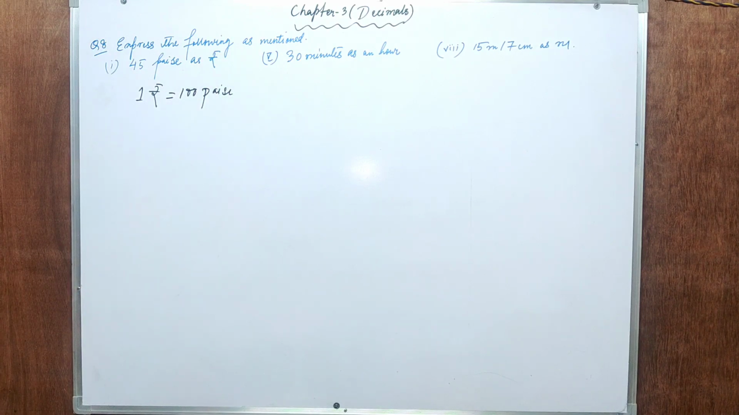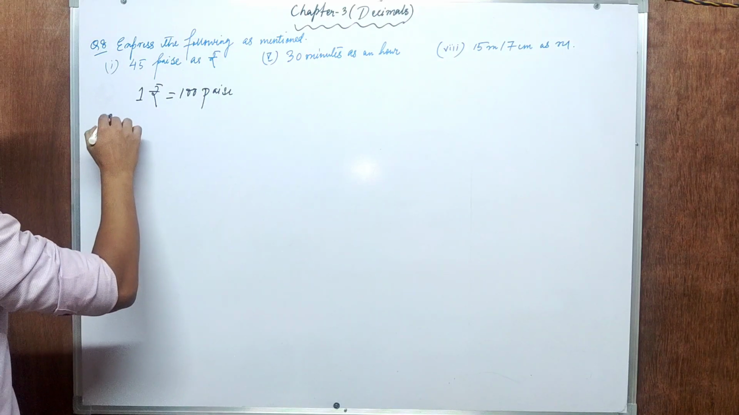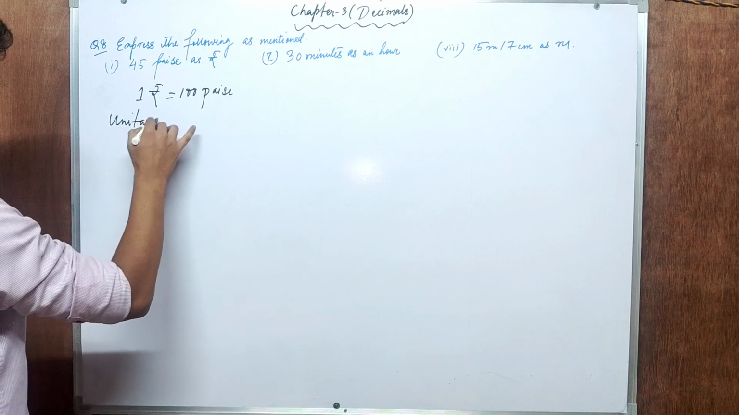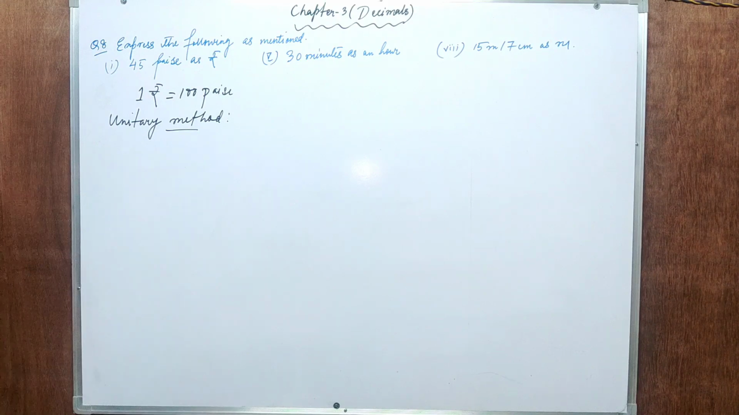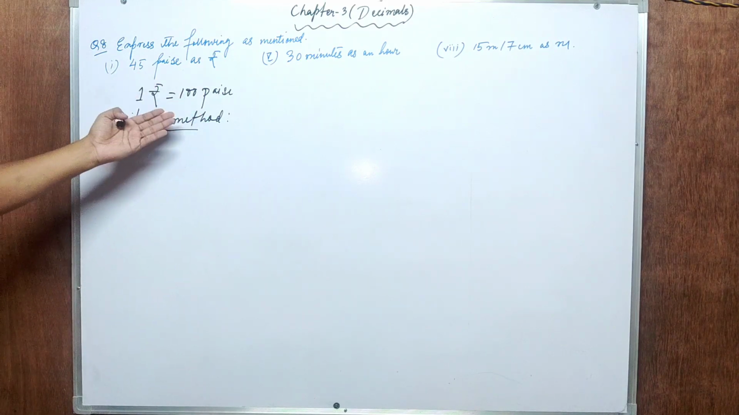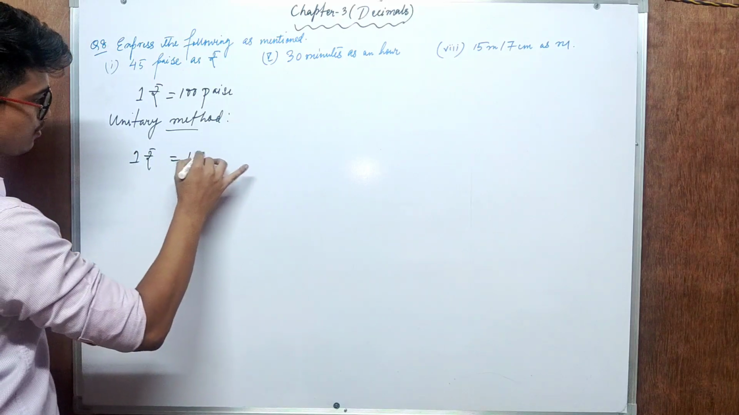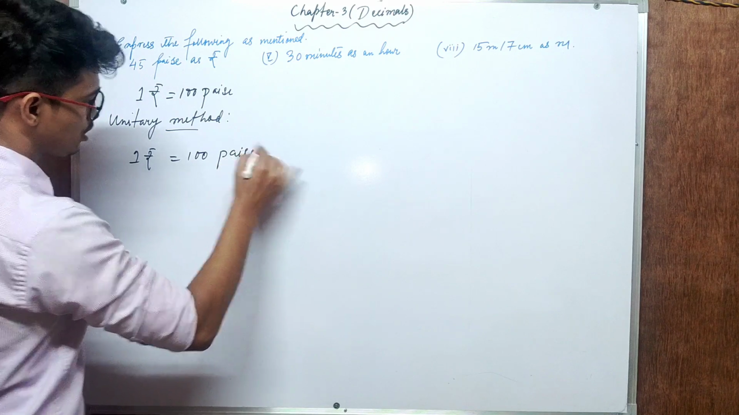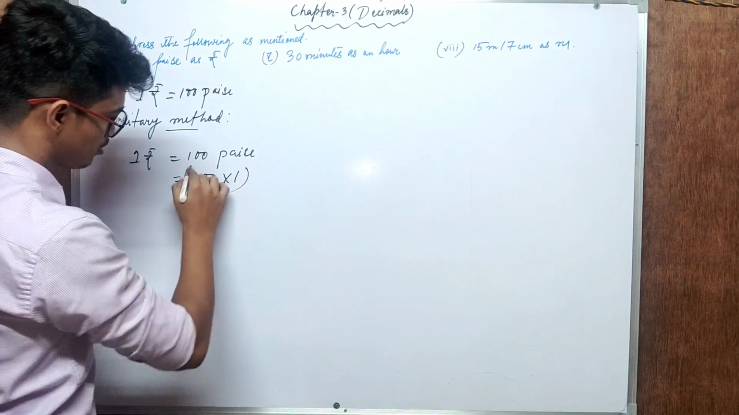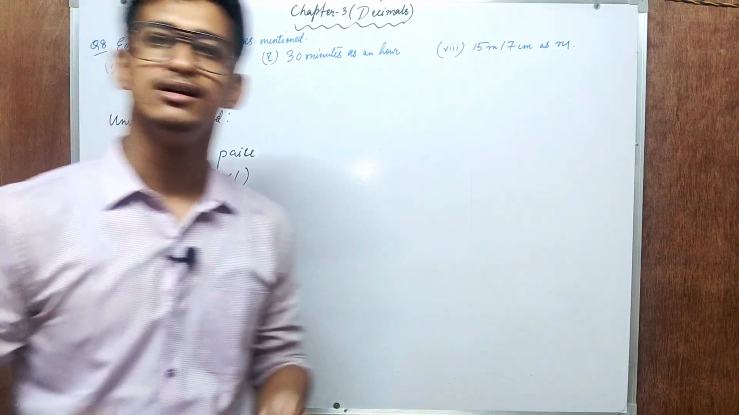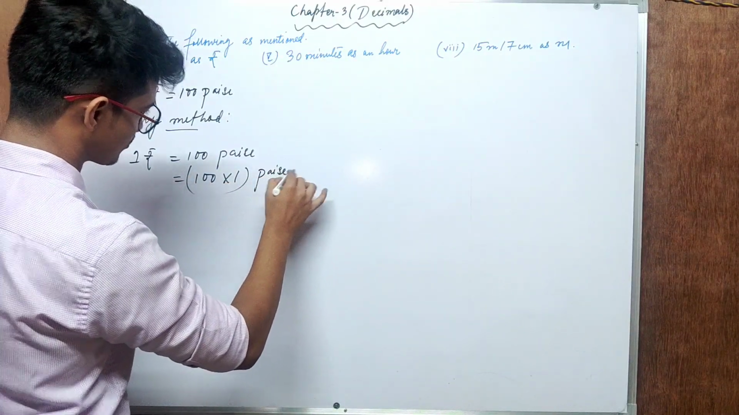Now we have to use one method to solve this particular question, and the method we use is the unitary method. So what does the unitary method say? Taking this example, 1 rupee equals 100 paise, right? So in 100 I can write 100 into 1, and 100 into 1 is nothing but 100 itself. So 100 into 1 paise, right?